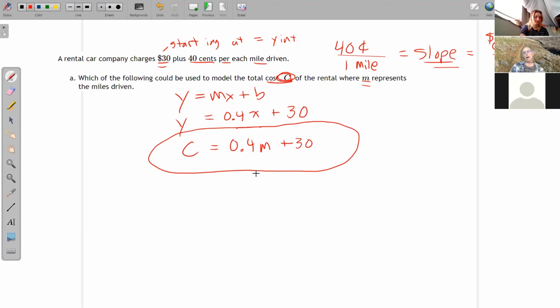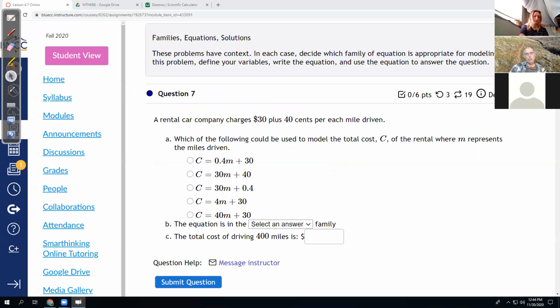Sometimes looking at all those different options on a multiple choice fries my brain. So a lot of times I ignore it for a minute and I write down my ideas, and then I look back to see if my idea is there. If it's not, I rethink my ideas. So looking back at the options I was given, 0.4 m, there's only one of those that has that, and I had to make cents into dollars, and then there's the plus 30. Yeah, so my idea was one of the given options, so I go with it. And again, right away, that 40 cents per mile made me think about slope because of the word per, and so I say this is linear.